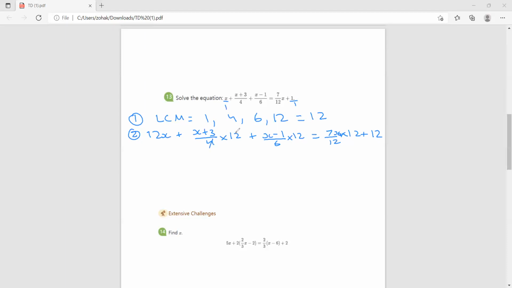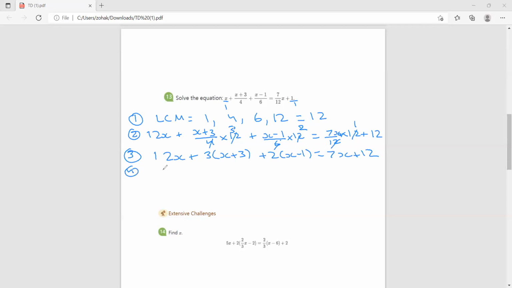And now let's just simplify by cancelling out. So we've got 3 over there, we've got 2 over there, going to have 1 over here. So our third step is to, of course, write down what we're left with. So we've got 12x plus 3 bracket x plus 3 plus 2 bracket x minus 1 is equal to 7x plus 12. Okay, and now let's expand the brackets, everyone.